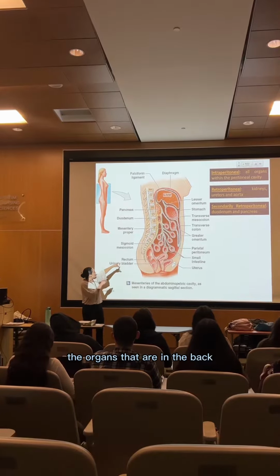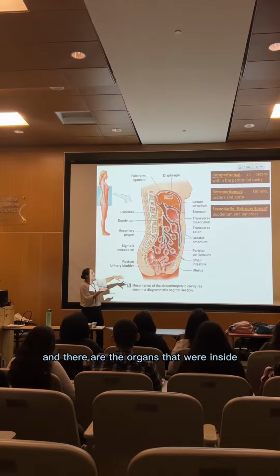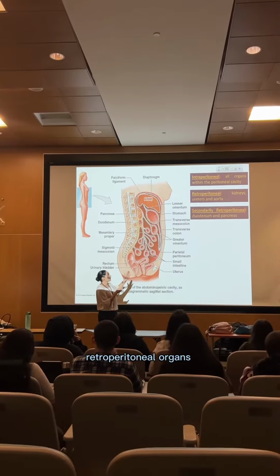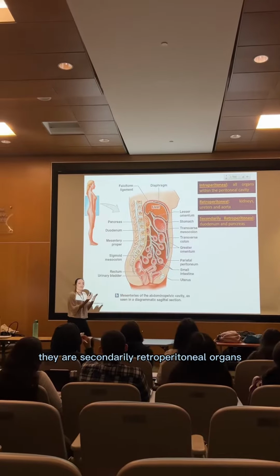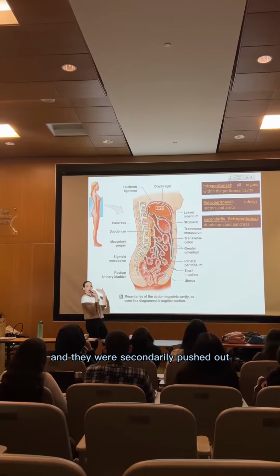The organs that are in the back are retroperitoneal organs. And they are the organs that were inside but they were pushed out. They are secondarily retroperitoneal organs. A segment of the duodenum and the pancreas are secondarily retroperitoneal organs because during embryonic development they were in and they were secondarily pushed out.